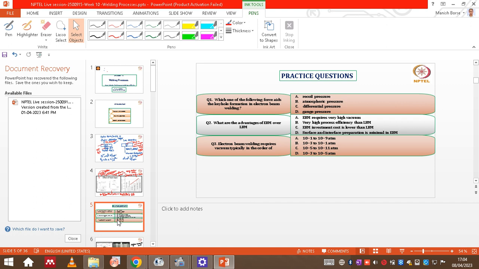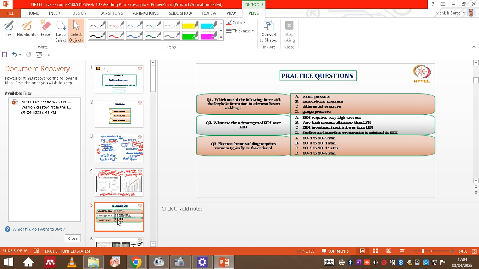And at the end of the session, we will try to cover some topics related to welding metallurgy, because when we move from arc welding, fusion welding processes, to solid state welding processes, we have to understand what the disadvantages of fusion welding processes are over solid state welding processes, right?